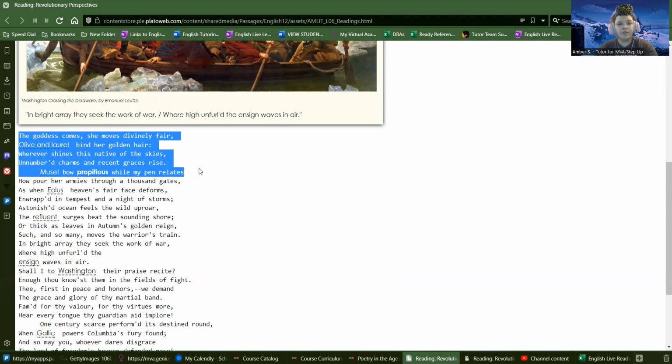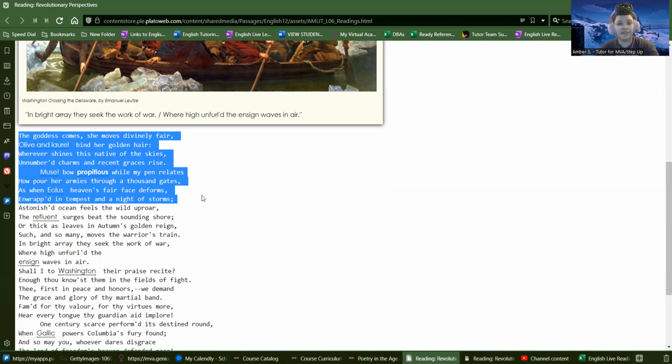Muse, bow propitious. I always have difficulty with that. Bow propitious while my pen relates how pour her armies through 1,000 gates. As for Aeolus, heaven's fair face deforms, enwrapped in tempest and night and a night of storms. Astonished ocean feels the wild uproar. The refluent surges beat the sounding shore.